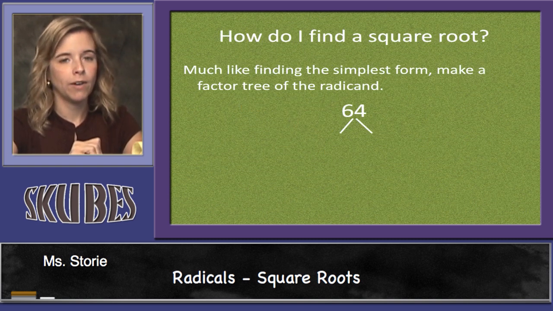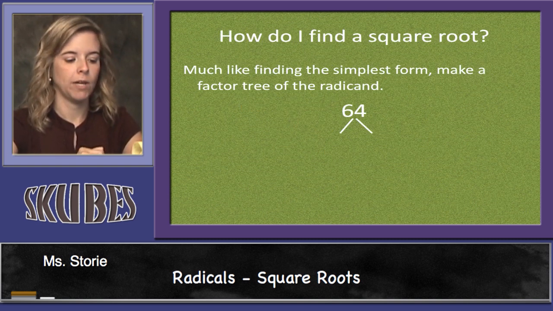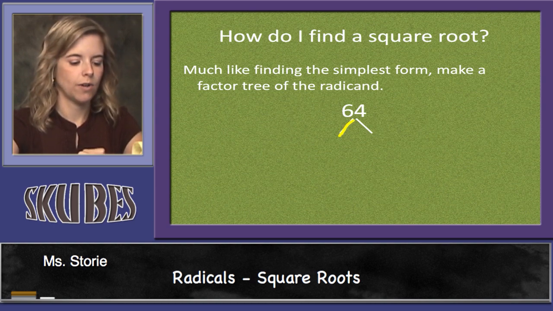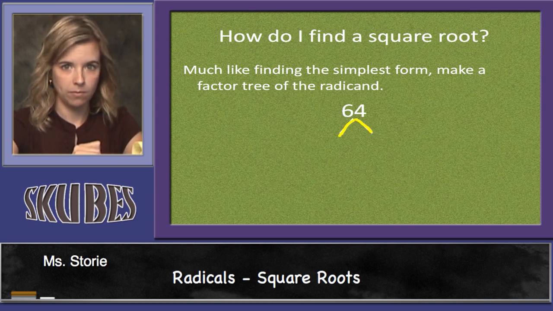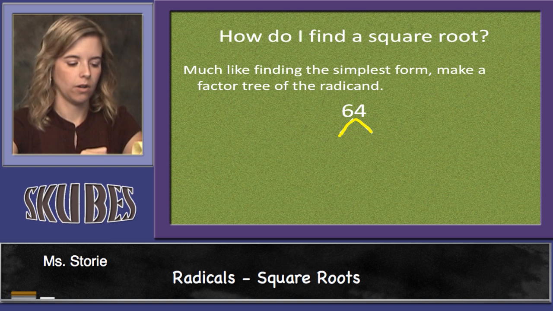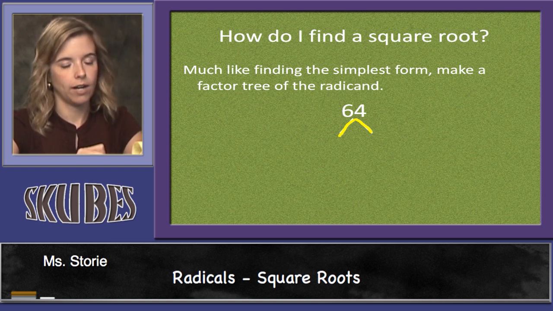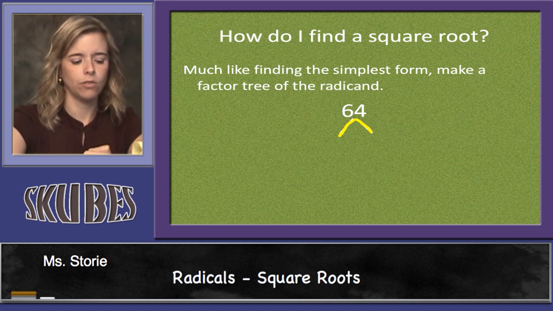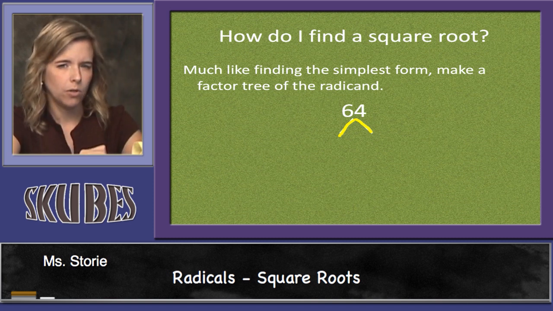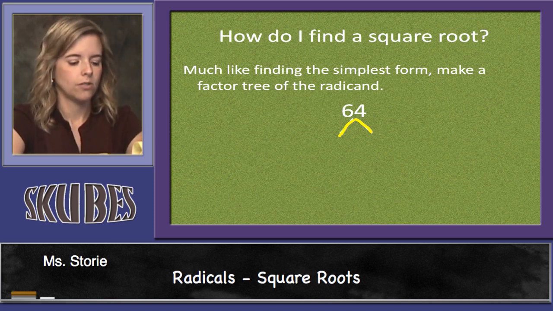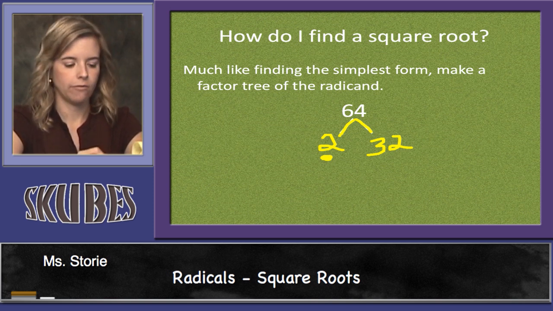So much like when we find the simplest form of a radical, we have to make a factor tree of the radicand. So we're trying to find the prime numbers that created 64. You can start with any 2 numbers you want. You could start with a 2, you could try to do a 4 if it works, whatever you want. 1 and 64 wouldn't really help you because it doesn't break it down at all. So let's do 2. 2 goes into 64 32 times. 2 is a prime number, so we can stop there. And I like to put a little dot under my prime numbers so I can keep track of them.